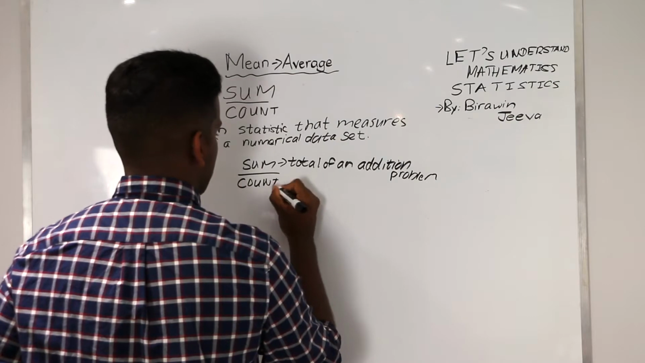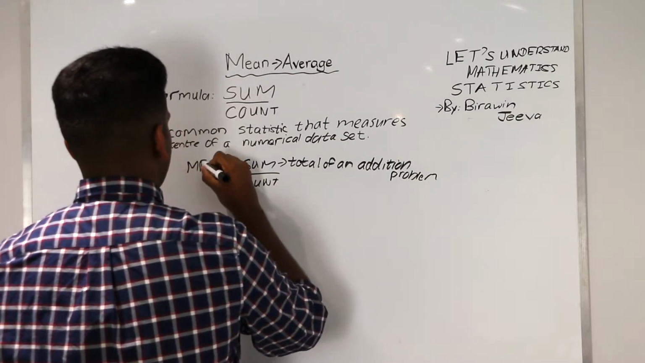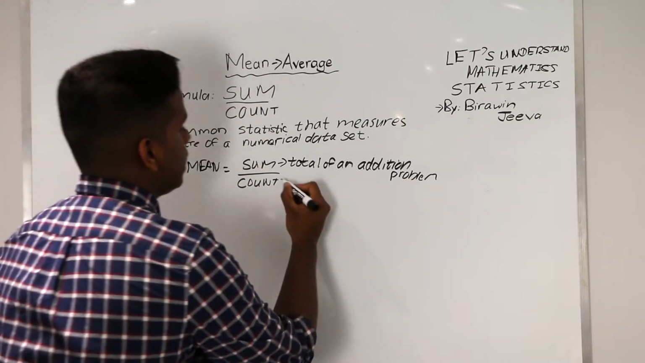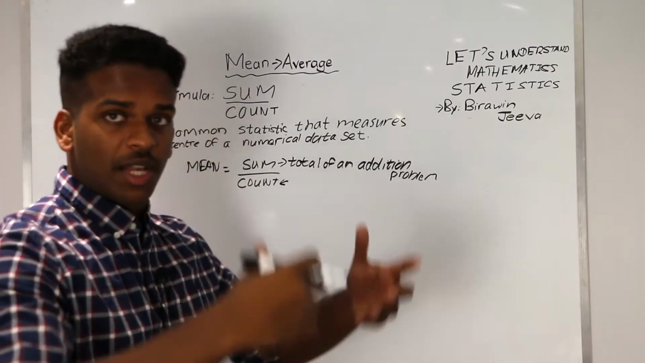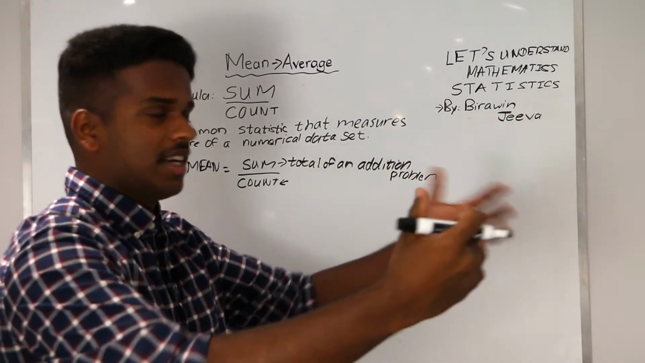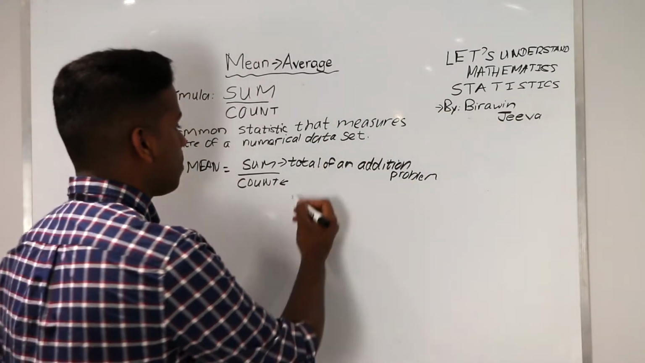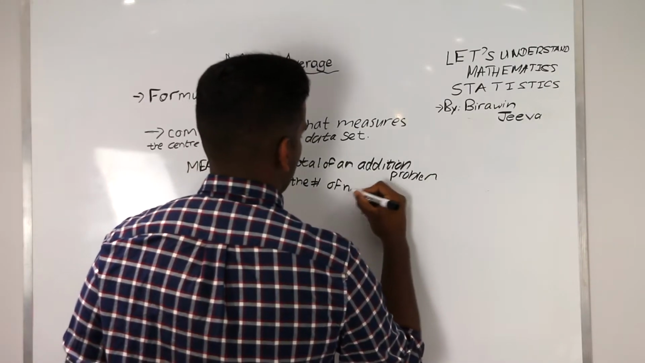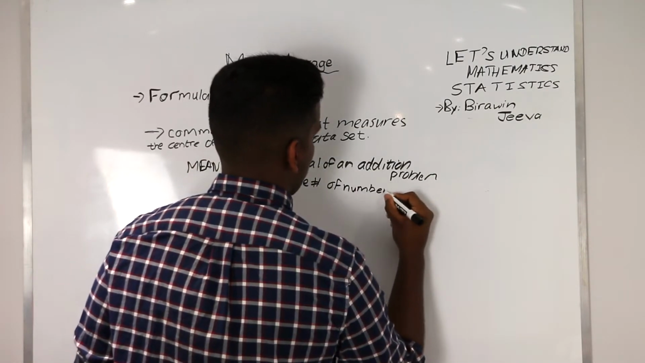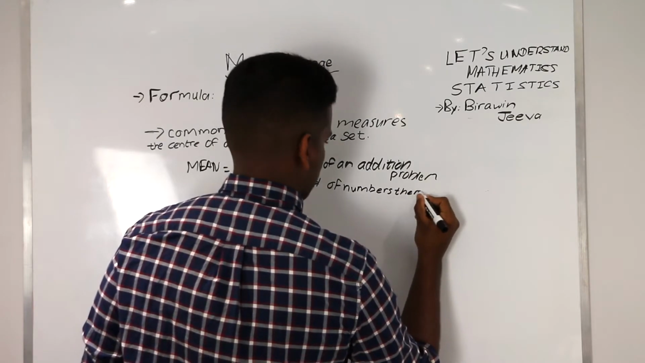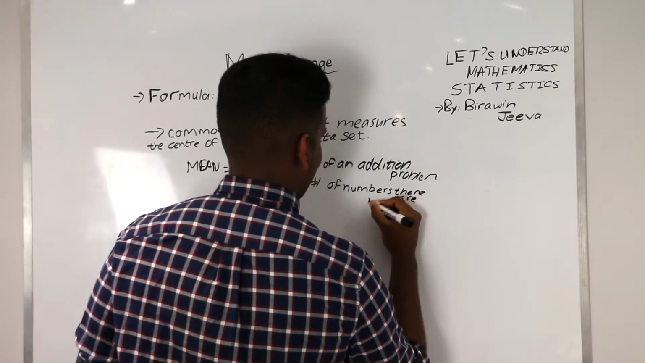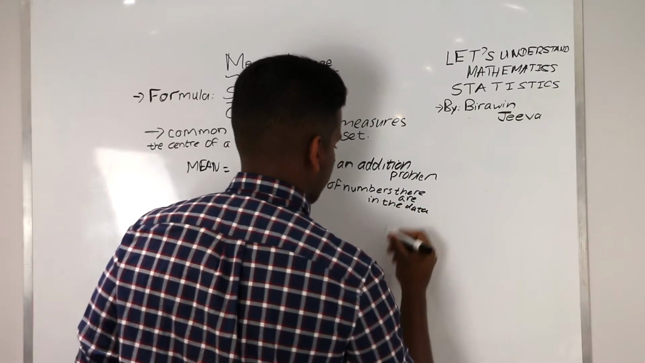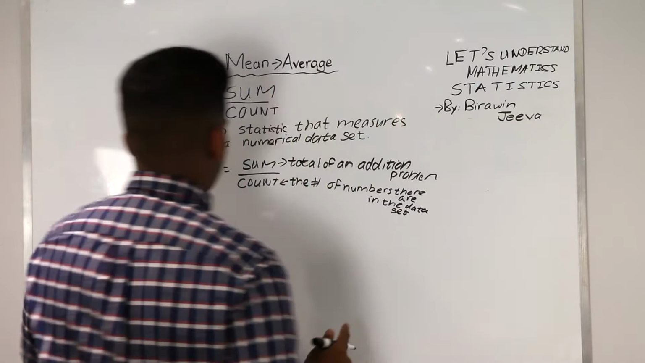Now, count is a function that you may find in Excel. If you're working in Excel, you could use count, but count basically is the number of numbers there are in that data set. Okay, so sum divided by count.